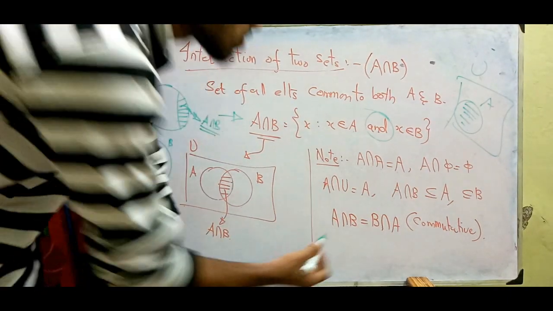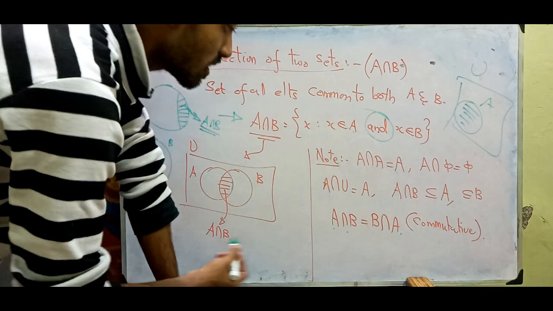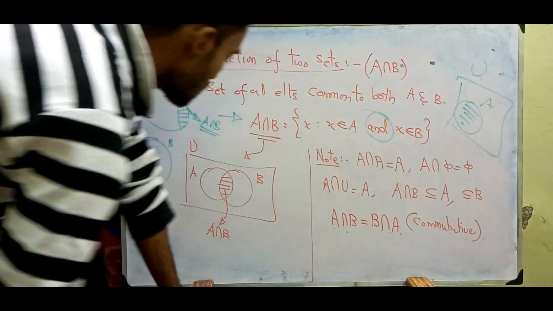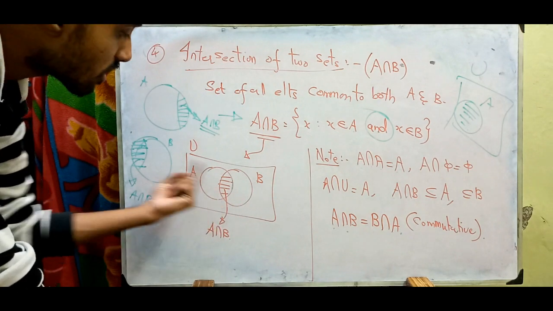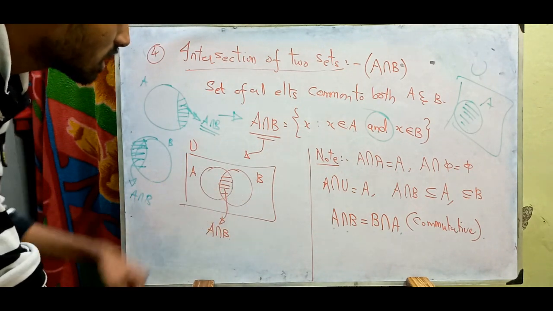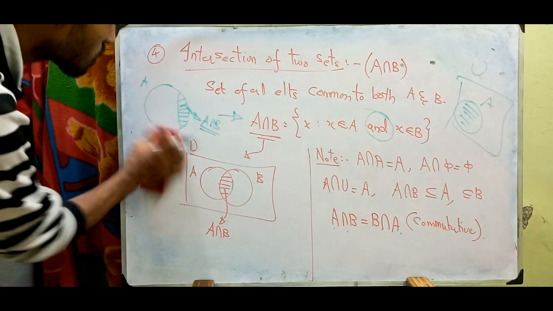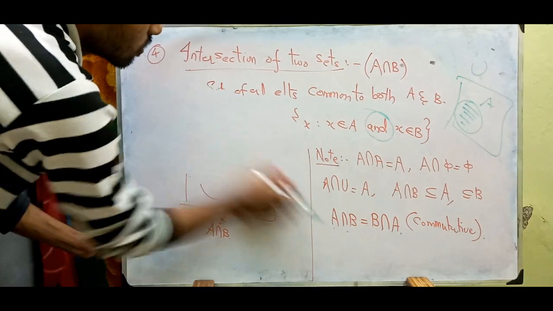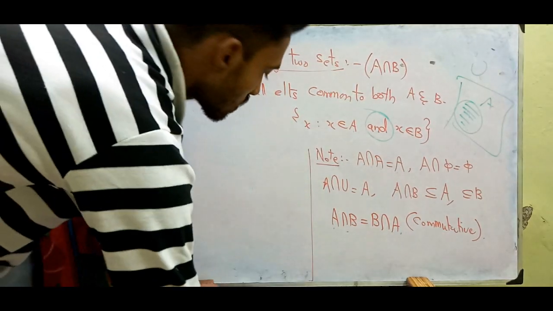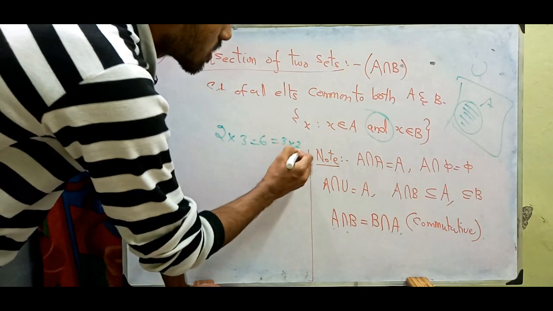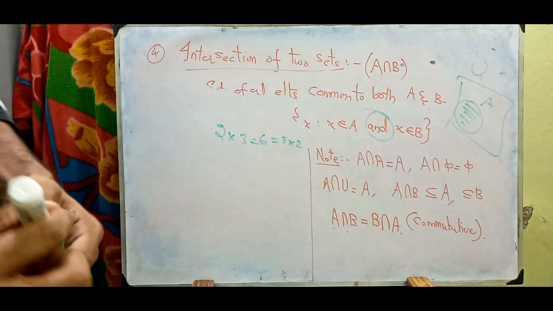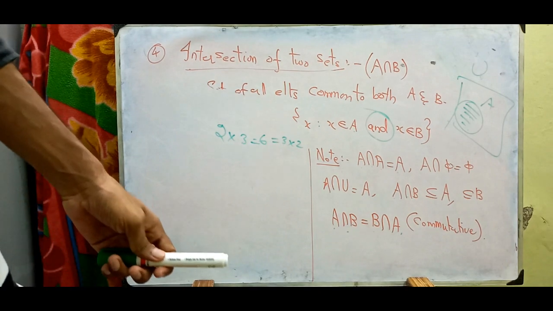Got it? And also A intersection B and B intersection A are commutative. Commutative in the sense, if you swap this around, left hand to right hand, right hand to left hand, it is not going to change, because we know 2 into 3 and 3 into 2 give the same answer, right? 2 into 3 is 6 and 3 into 2 is 6. Got it? Okay, let us see the next one.